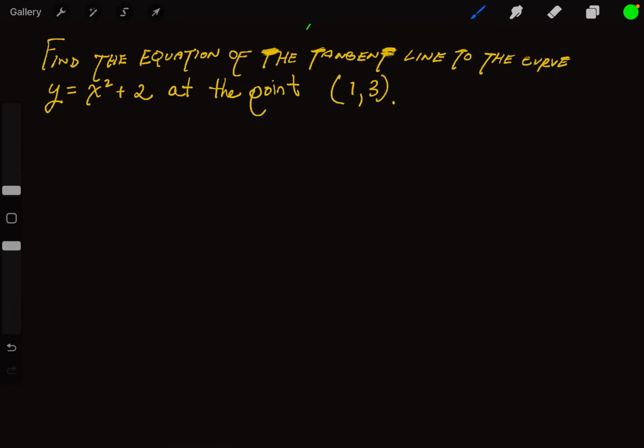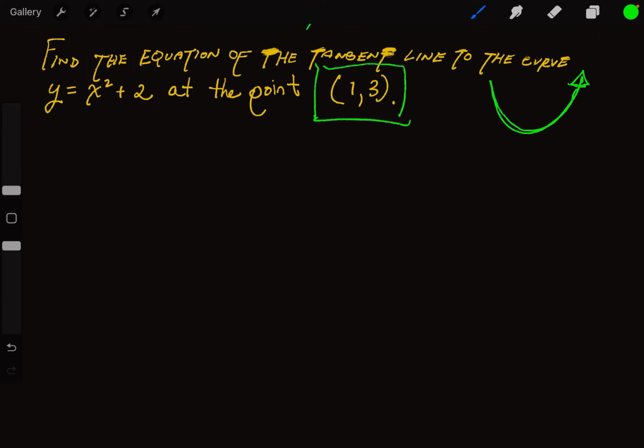Okay, so now here we're going to use what we know about derivatives and finding derivatives to answer this question. It asks, find the equation of the tangent line to the curve y equals x squared plus 2 at this given point. So you want to find the equation of the tangent line, and you're given a point on that tangent line, right? This curve looks something like this, right?